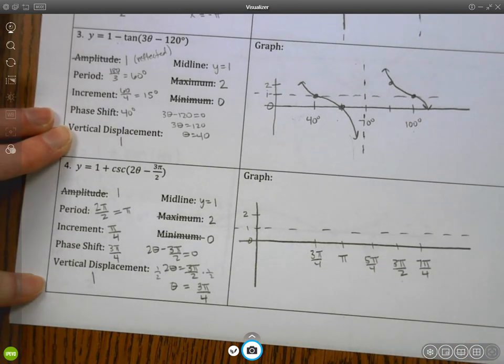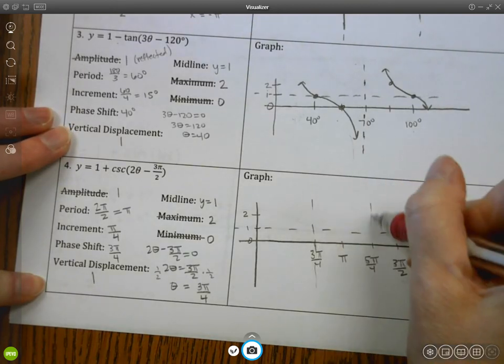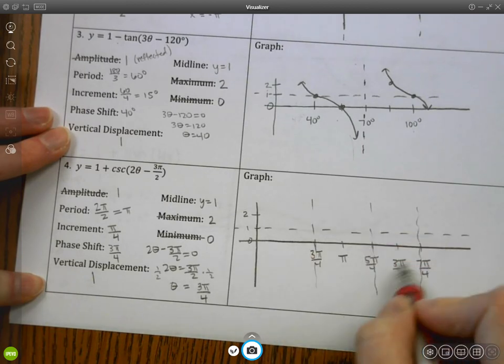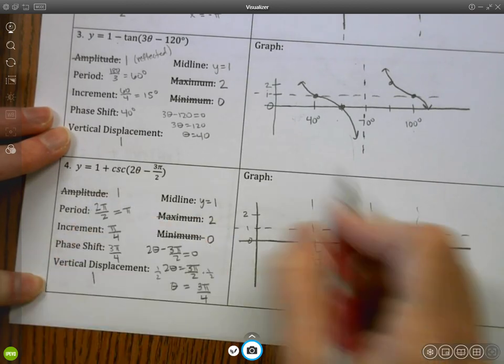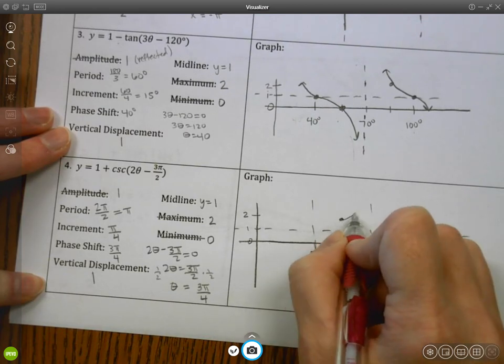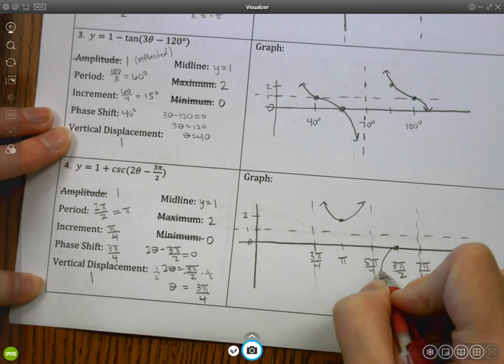All right, so cosecant is going to have asymptotes at the beginning, middle, and end. We have a U that goes up and a U that goes down. And since we're positive, we get to do that. So we put a point at the high point and draw a U that goes up. And then we put a point at our low point and draw a U that goes down.